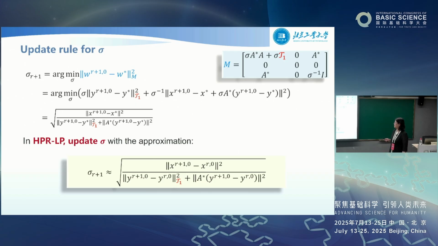And the next one is the update rule of sigma. This is very important for the augmented Lagrangian method because this one will affect the speed of the convergence. So we construct an optimization problem. We try to solve this one and get an explicit solution. So we can use this solution to update or approximate the penalty parameter sigma. It's very efficient in our algorithm. These two strategies are the key point for speeding up our algorithm.